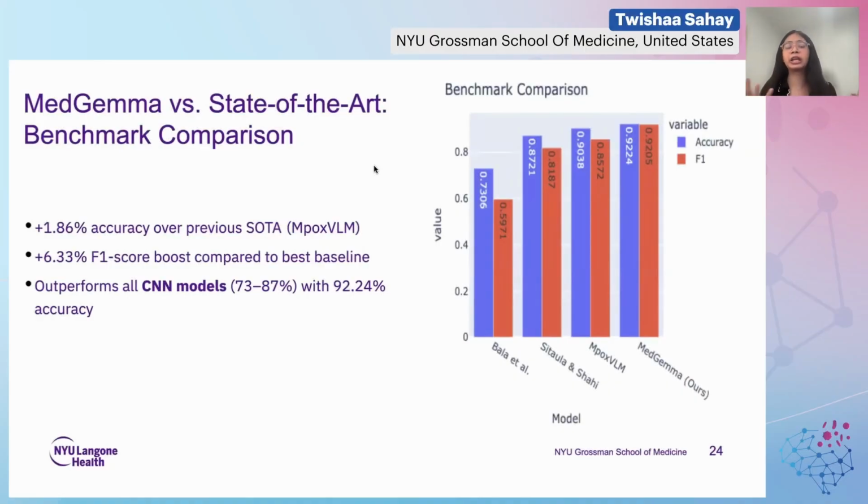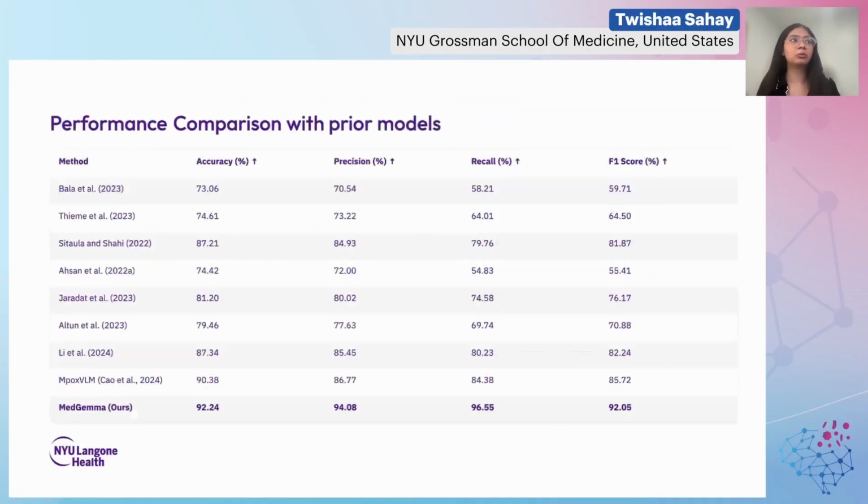Moving forward, we also have done the benchmark comparison where we've compared it with existing benchmarks, and MedGemma has been able to outperform all prior CNN-based approaches. And we see a 1.86% accuracy improvement over the strongest previous model, which is the mpox VLM. The F1 score improvement is even larger, more than 6%, which is very meaningful for a diagnostic system. And overall, MedGemma sets a new state-of-the-art for mpox lesion classification. Over here, we've added the graph where we've compared all the models.